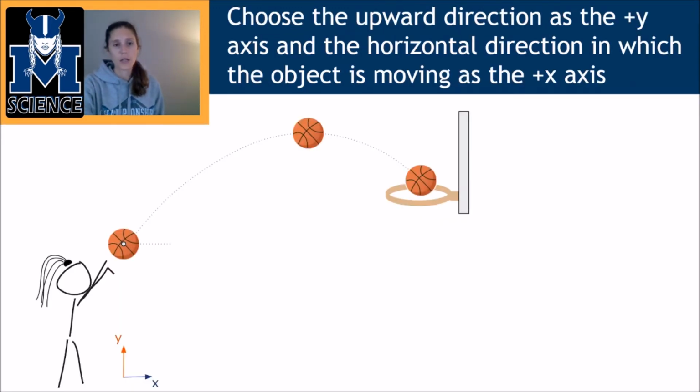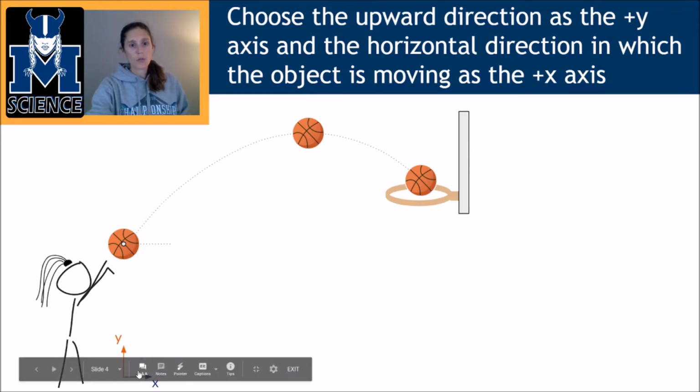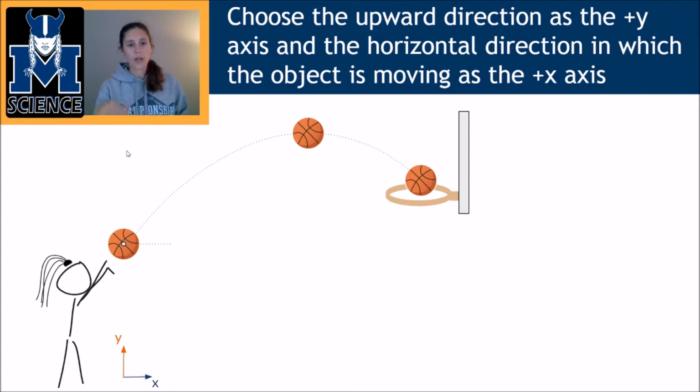Let's look again at an example of a basketball being shot. When we set up a reference frame for a projectile motion problem, we need to set a zero point and then also a positive x and positive y direction.